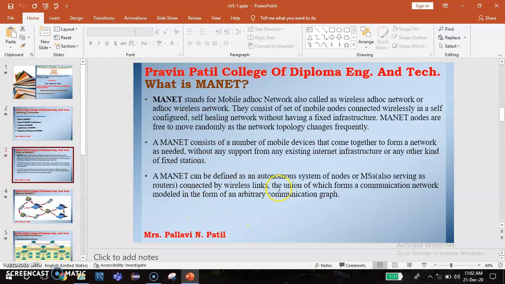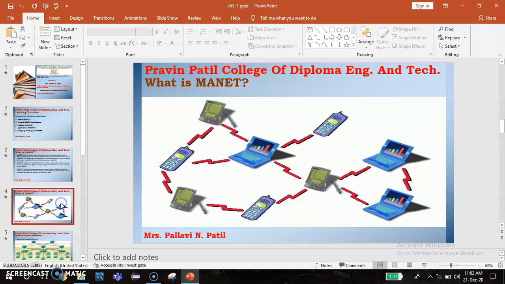A MANET can be defined as an autonomous system of nodes or MS, also serving as routers, connected by wireless links, the union of which forms its communication network model in the form of an arbitrary communication graph. This is a MANET, a mobile ad hoc network. This is the basic diagram of the MANET.